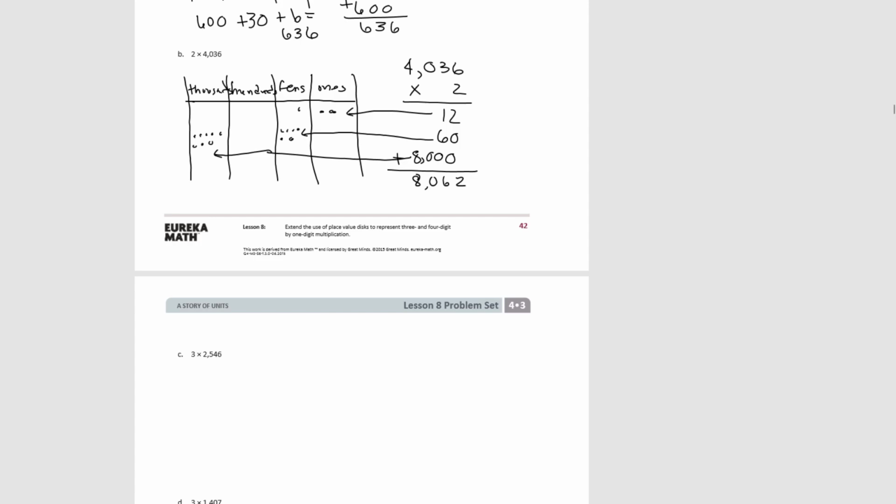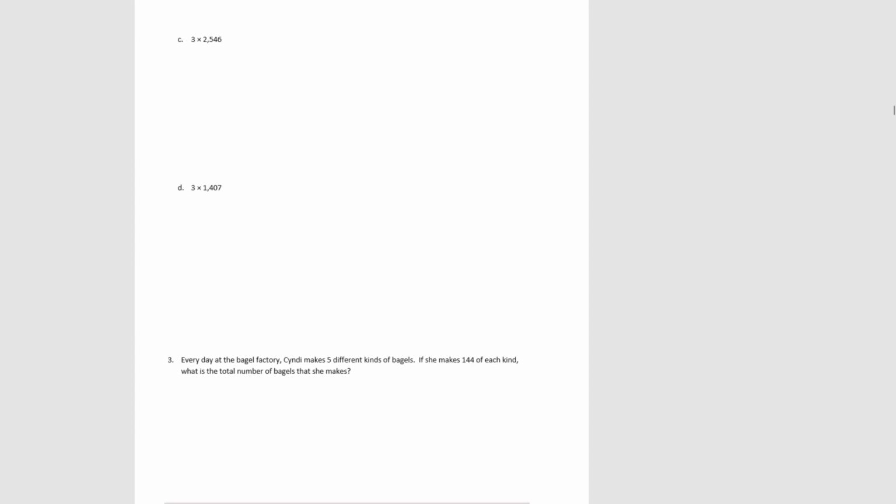In our place value chart, we have 2 ones. We have 6 tens. We can't regroup those. That's 60. Oh, I'm sorry. We have 7 tens. That's a mistake. So we have 7 tens, which is 70. Nothing in the hundreds column. And we have 8 thousands. So if we add those together, we get 8,072. Okay, let's pause the video and try letter C.